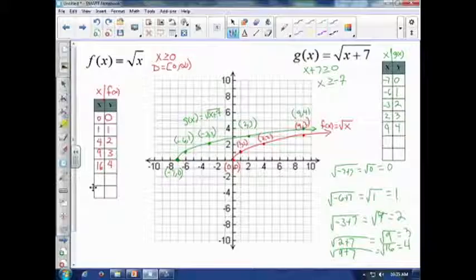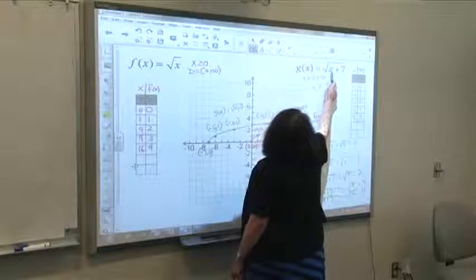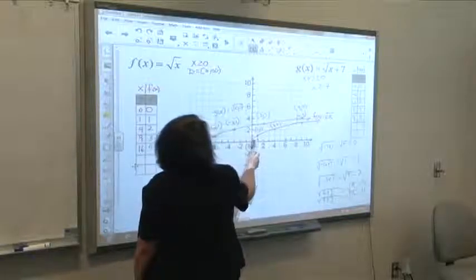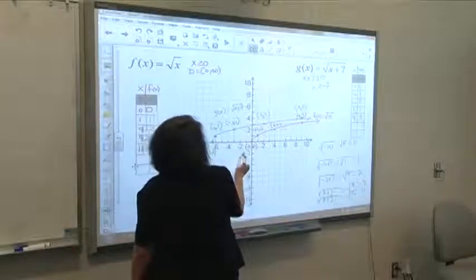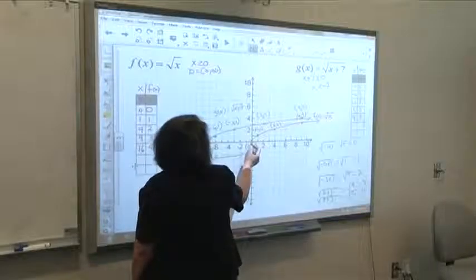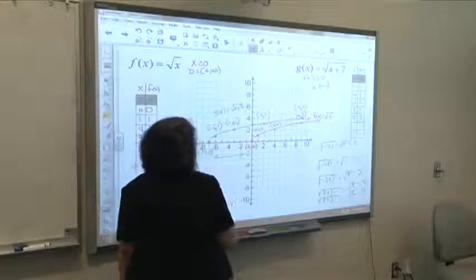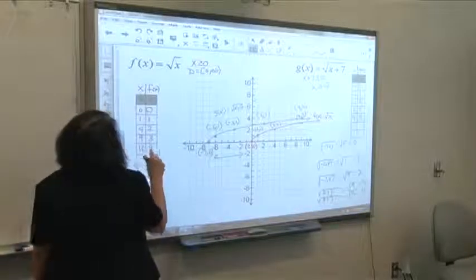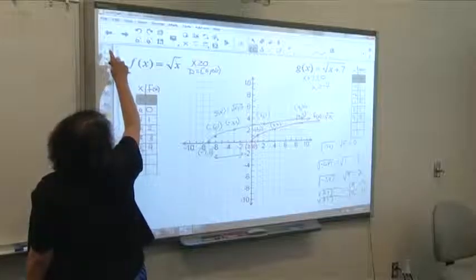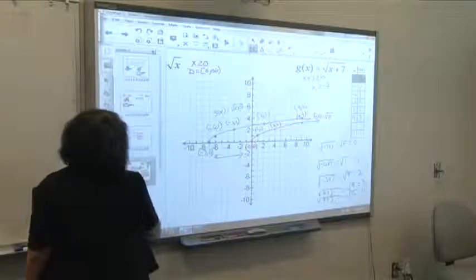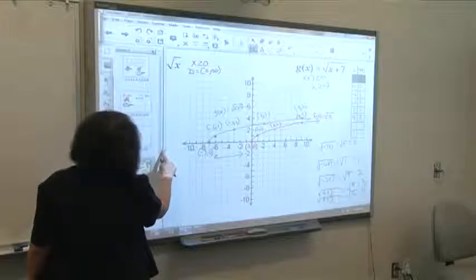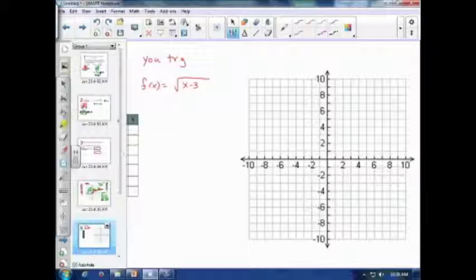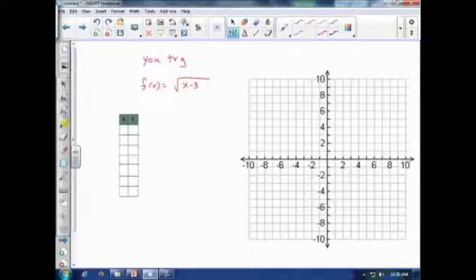Later on, when you learn about transformations and translations, you could use those methods to tell that the graph has to be shifted 7 units to the left. So that's the difference between the basic function and the other function. Once you understand what the basic function looks like, you can really use translations to graph them. But this video is about just graphing them by using a table.